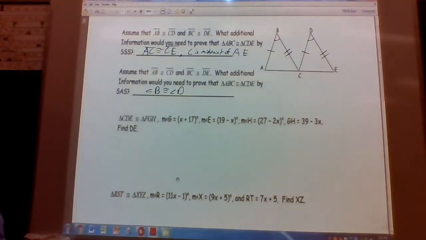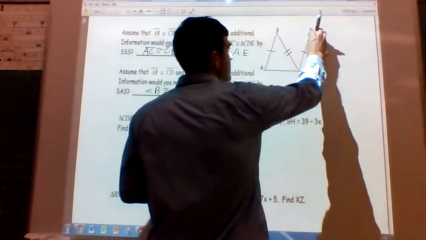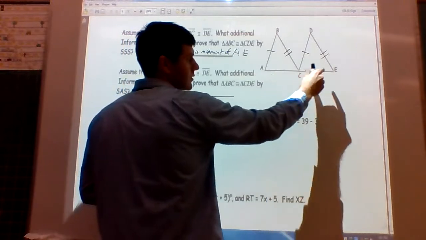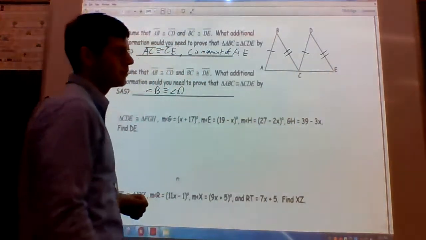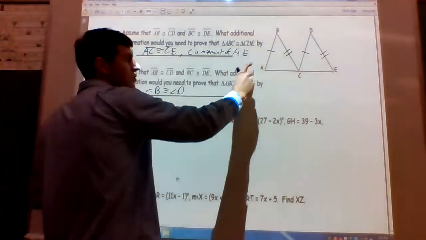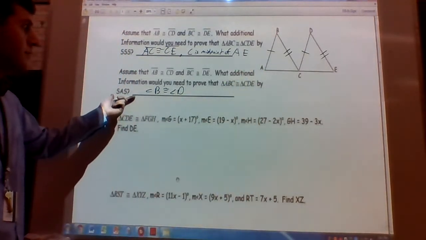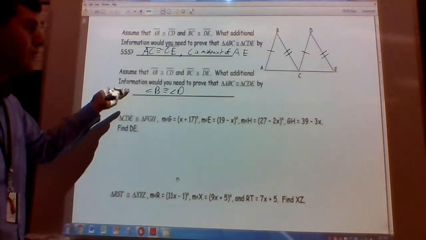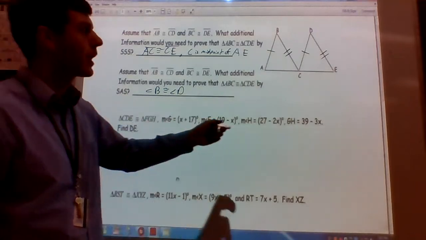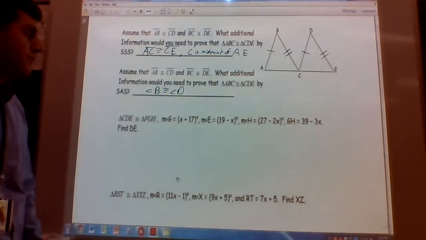So we have to fill in what missing piece we know, right? For the first one, we know we have 2 congruent sides. We want to get side, so we need to know that AC is congruent to CE. The second one, same thing. They're giving us 2 corresponding sides that are congruent. We want to know what we need to know in order to prove it by side, angle, side. And if we were going to prove it by side, angle, side, we would have to know that angle B was congruent to angle D.